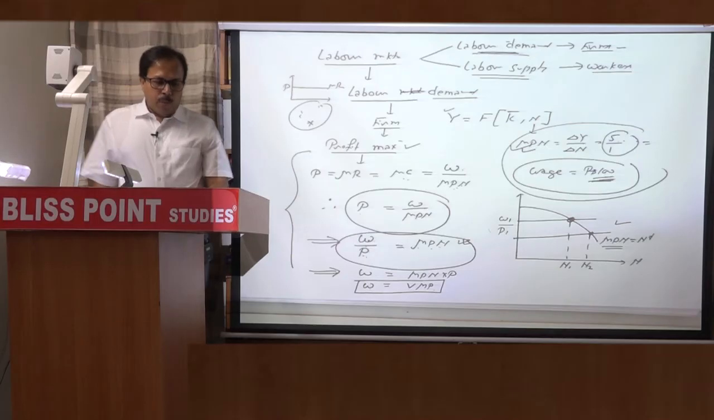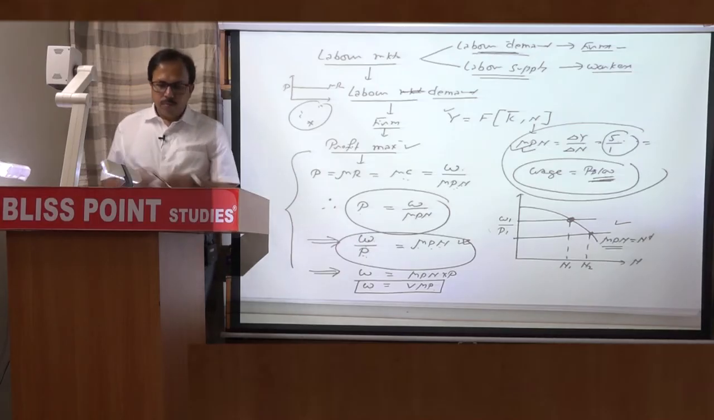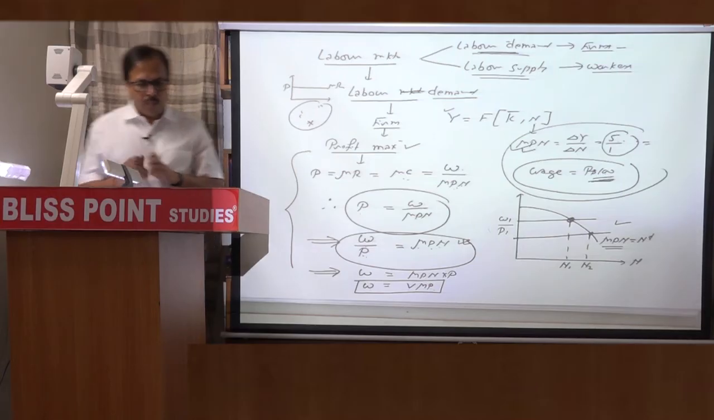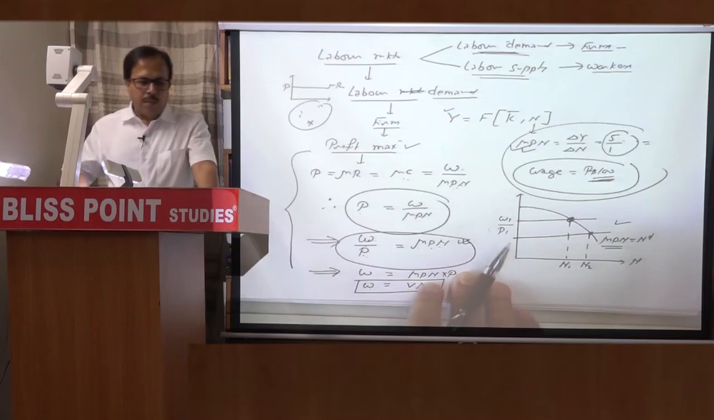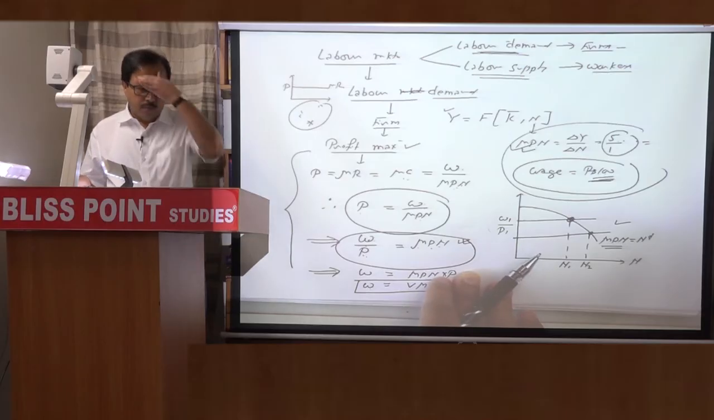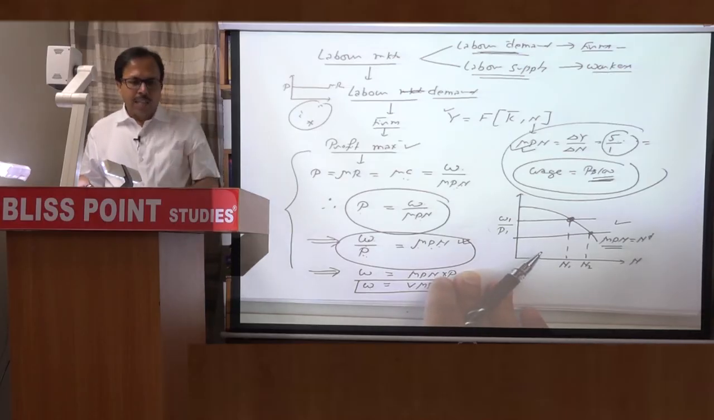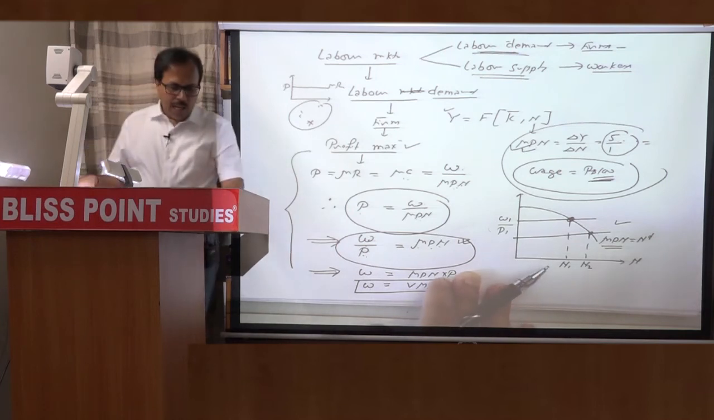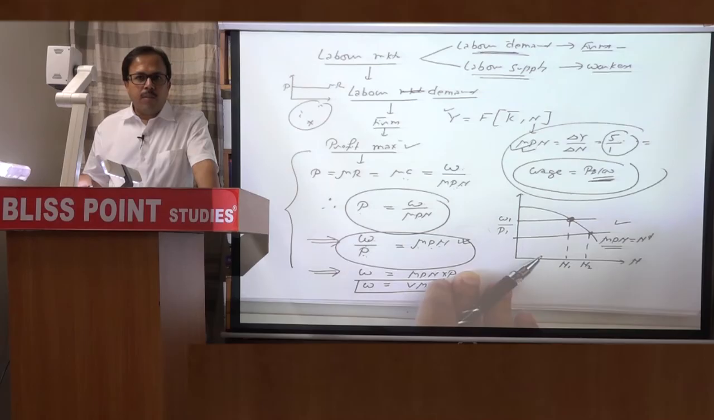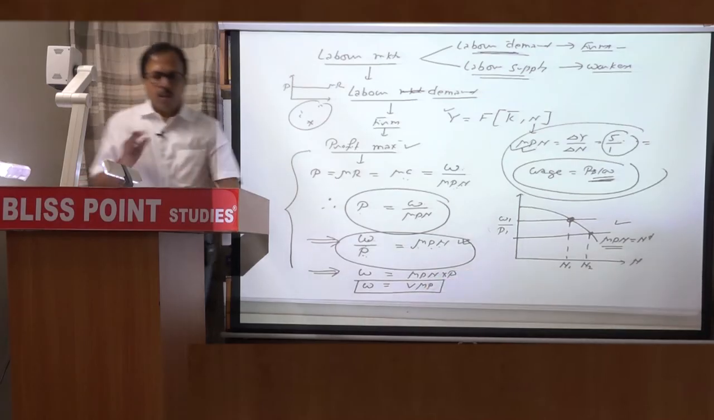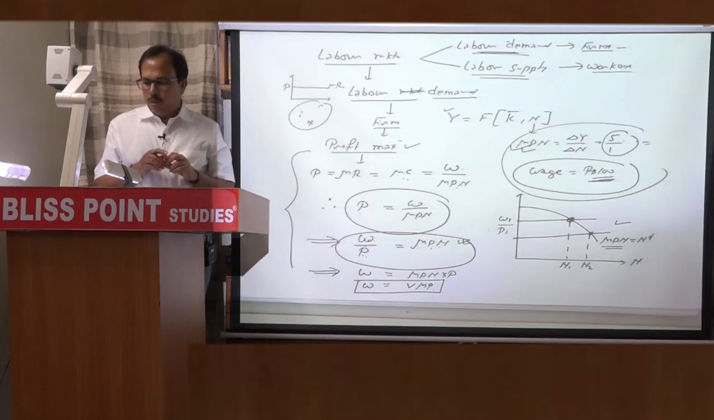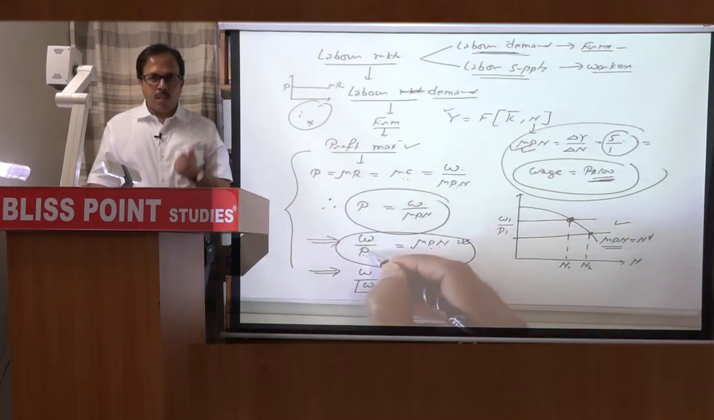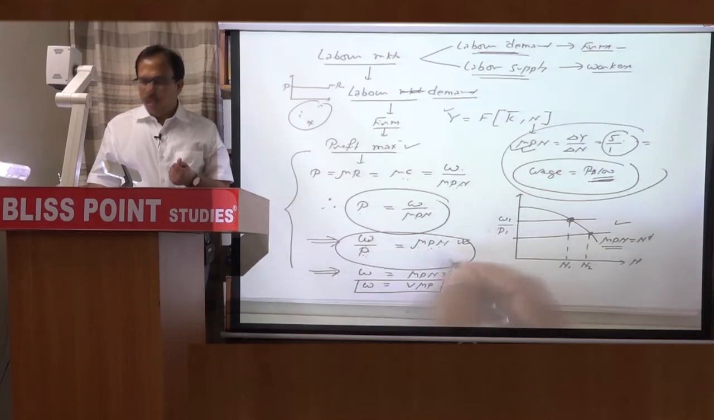Next paragraph. Thus the profit maximizing quantity of labor demanded by a firm at each real wage is given by equality of W by P, that is real wage, and MPN.